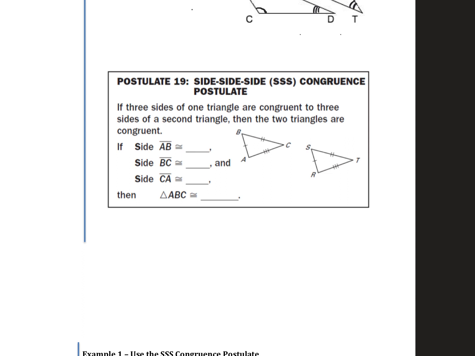All right, so we have a postulate, the side, side, side congruence postulate. Basically it says if 3 sides of one triangle are congruent to 3 sides of a second triangle, then the 2 triangles are going to be congruent, okay? So let's use some different colors here.